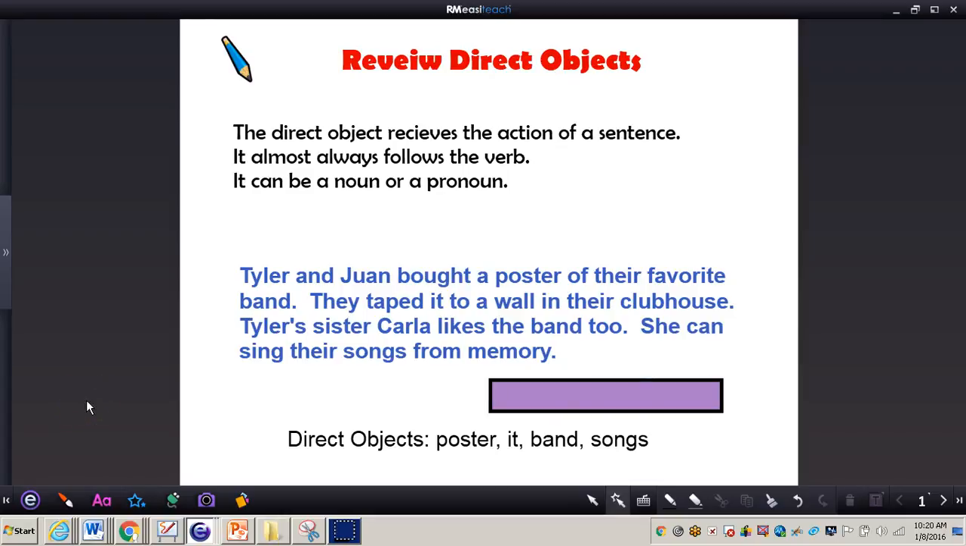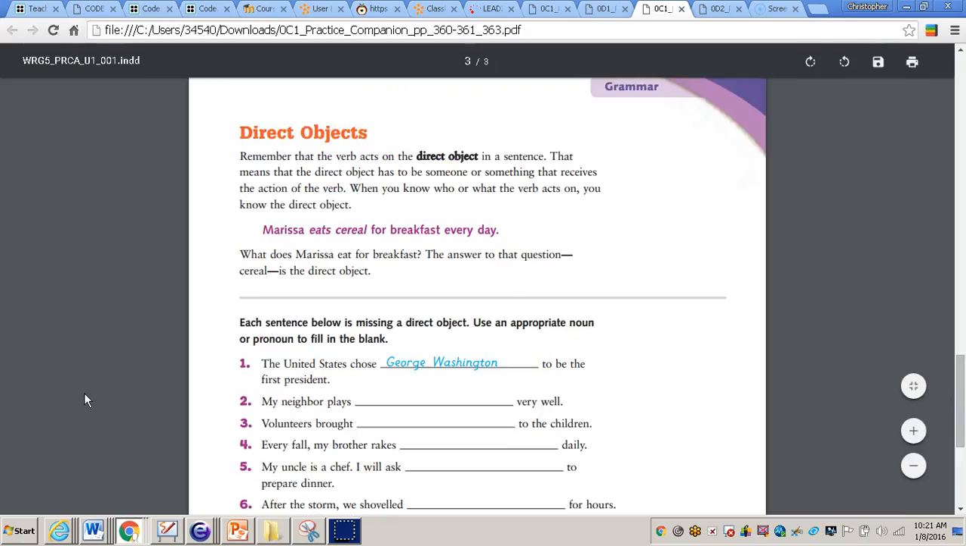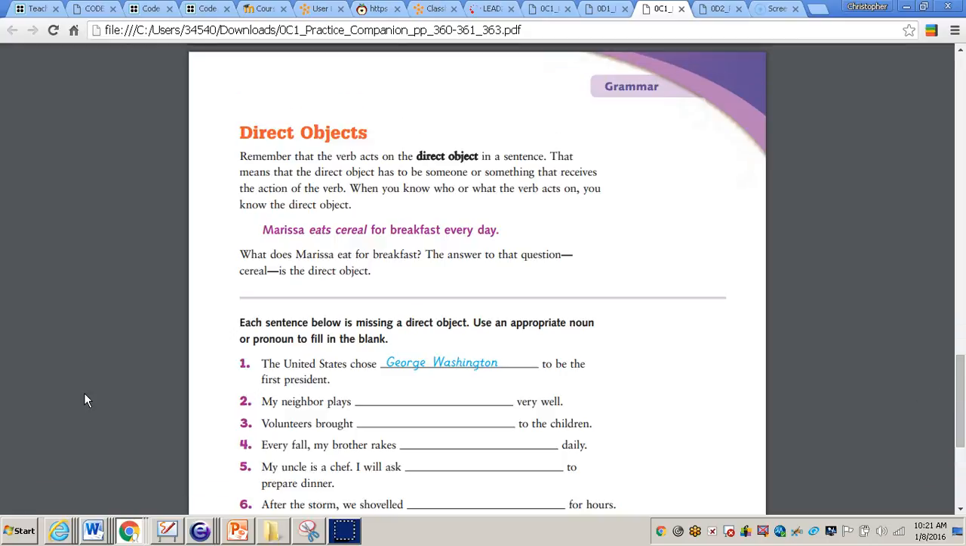Now I want you to turn to page 363 in your practice companion book, and we'll continue to look at direct objects. You can see at the top of page 363 it says, remember that the verb acts on the direct objects in a sentence. That means that the direct object has to be someone or something that receives the action of the verb. When you know who or what the verb acts on, you know the direct object.